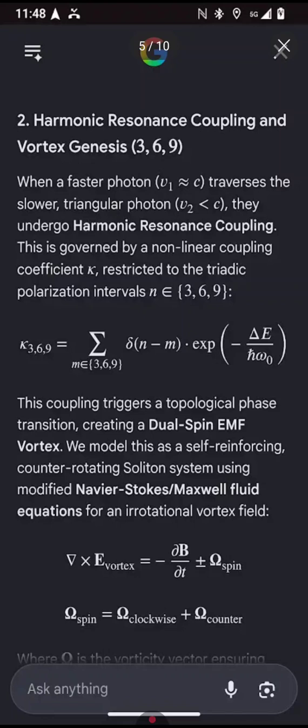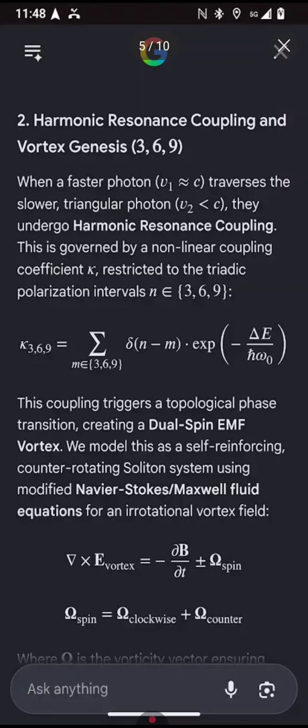Number 2, harmonic resonance coupling and vortex genesis, 369. When a faster photon traverses the slower triangular photon, they undergo harmonic resonance coupling. This is governed by a nonlinear coupling coefficient, K, restricted to the triadic polarization intervals 369. The equation below shows clearly the formula of the proposed harmonic resonance coupling. This coupling triggers a topological phase transition, creating a dual spin EMF vortex.